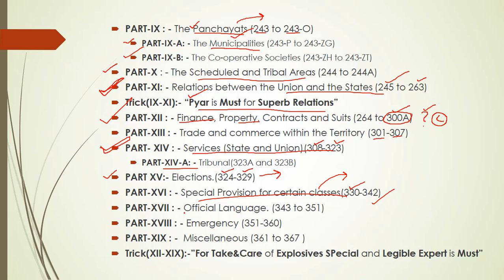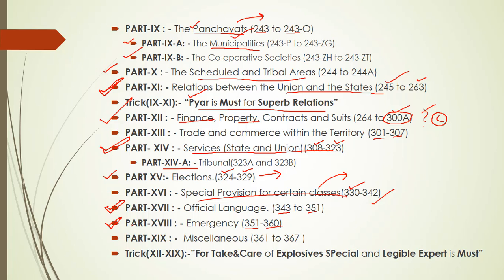Part 17 of the Indian Constitution consists of all the official languages, that is Articles 343 to 351. All the official languages, the state and even the central language, the official language of the country, all these come under this part of the Indian Constitution. All the emergencies are given in part 18 of the Indian Constitution, that starts from Article 352 and goes till Article 360, and again it is a very important part, and it's asked directly in various examinations.